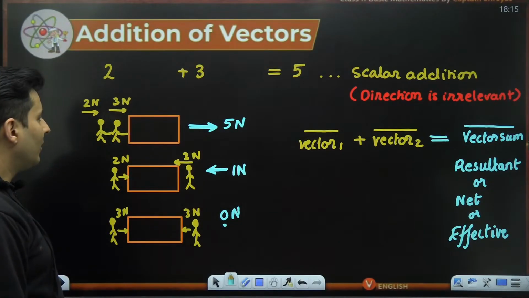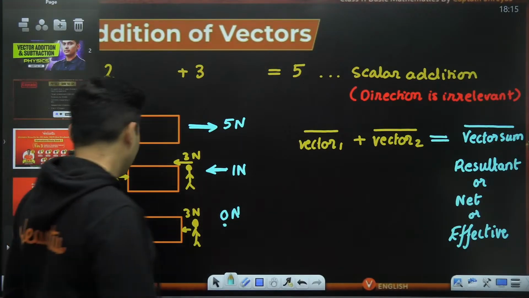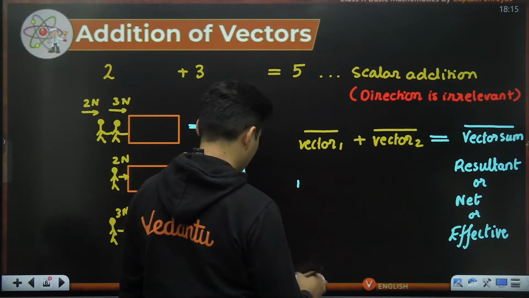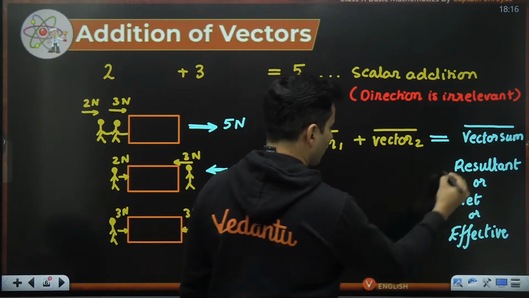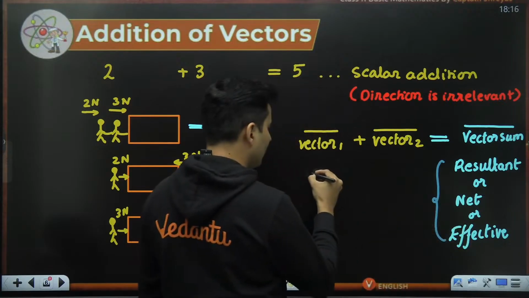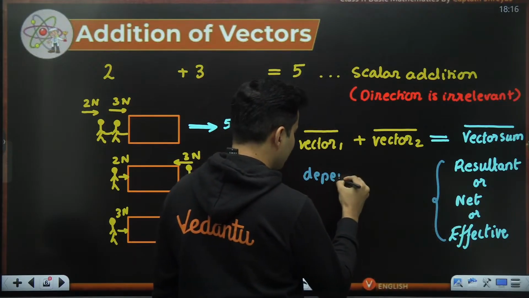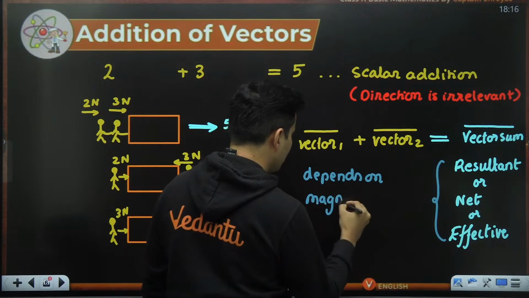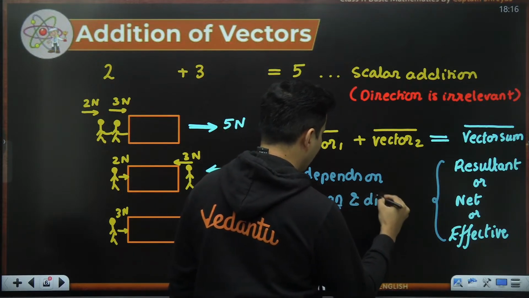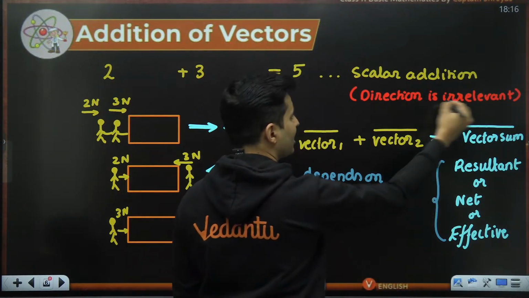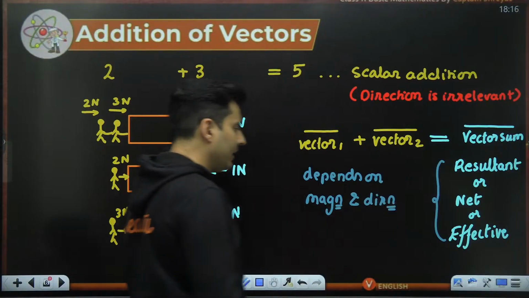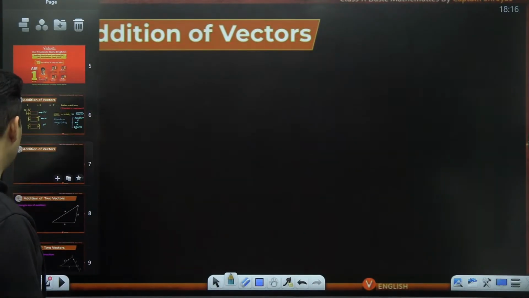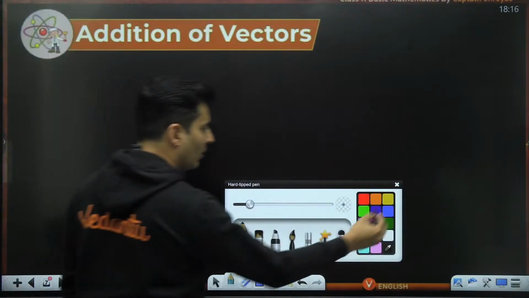Okay. Now that you understand that this particular vector sum, the net or the resultant, depends on the magnitudes and the directions both. Here the direction was irrelevant, here both magnitude and directions matter. So how do I show that addition of vectors? Here is how I show it.